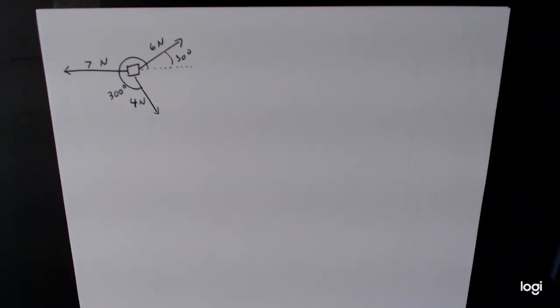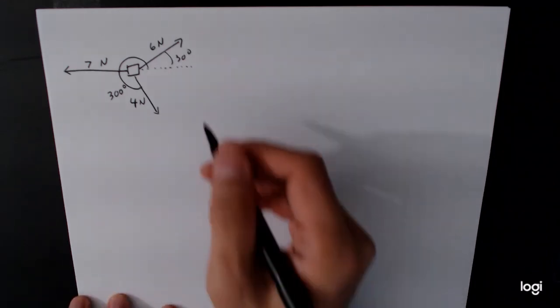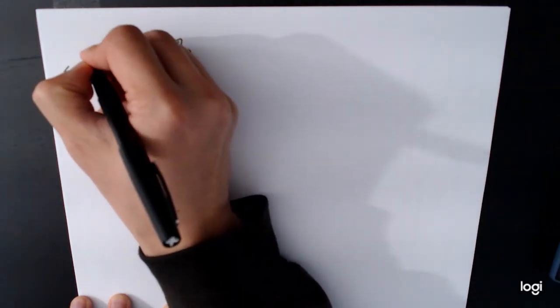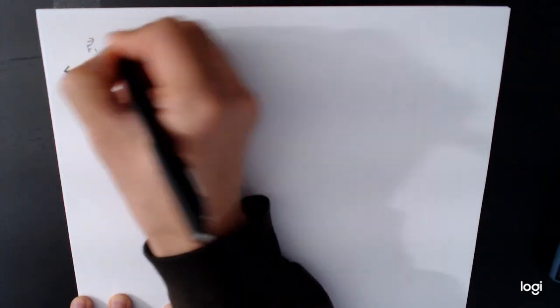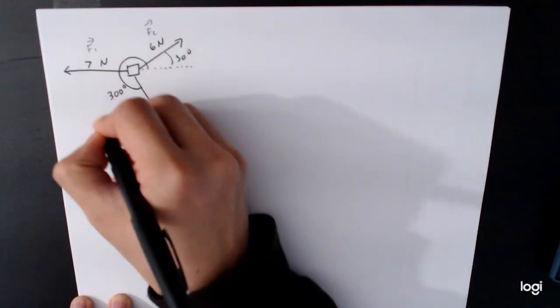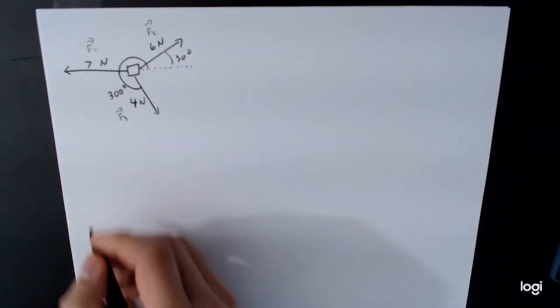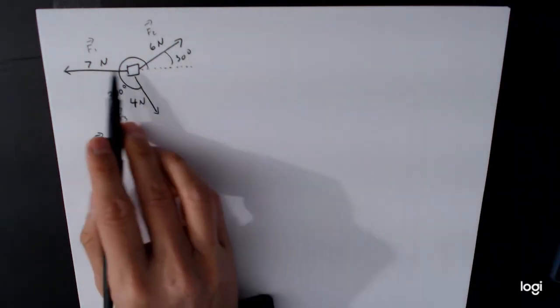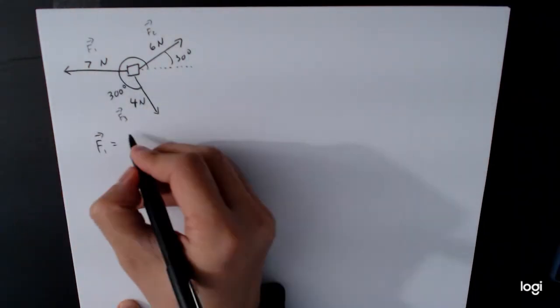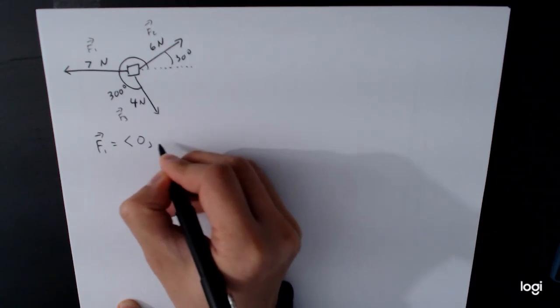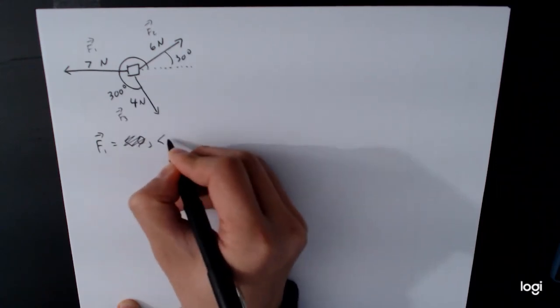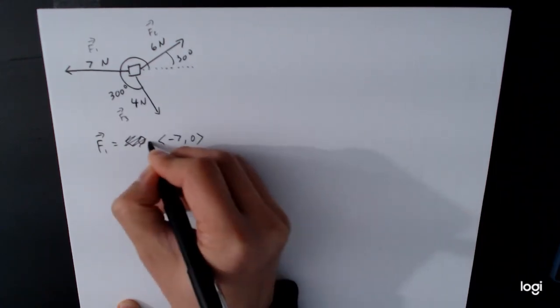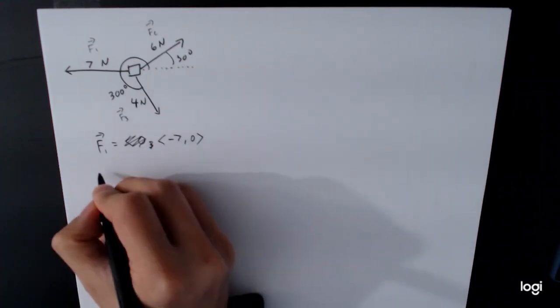So our goal is to take this picture and figure out what the sum of these forces are, then find one force that will neutralize it. So let's label our different forces: F1, F2, and F3. And let's see if we can figure out the component form of each of these vectors. F1 has a length 7 and is pointing directly to the left. So that one's going to be negative 7, 0.